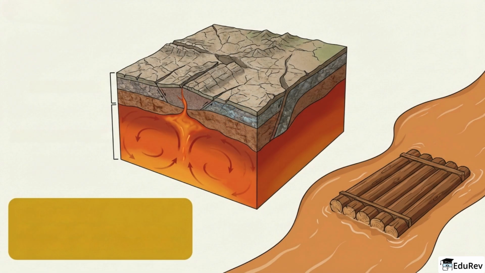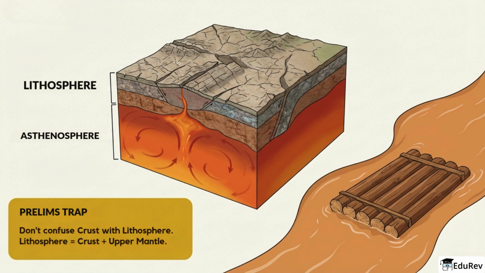To understand plate tectonics, begin with what is actually moving. The lithosphere is the rigid outer shell. It includes the crust plus the uppermost part of the mantle. Under it is the asthenosphere, which is hotter and behaves like a semi-fluid solid over long time, so plates can move over it. Prelims trap here is predictable. Many students write crust when the question is lithosphere. Do not. Lithosphere equals crust plus upper mantle.